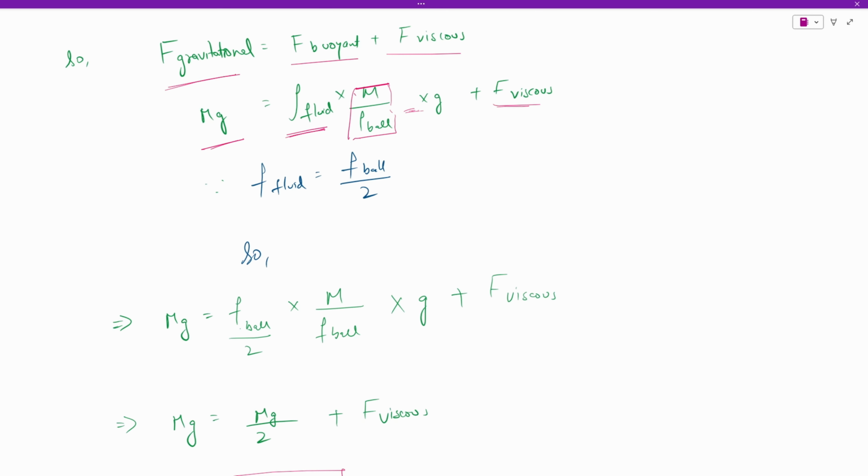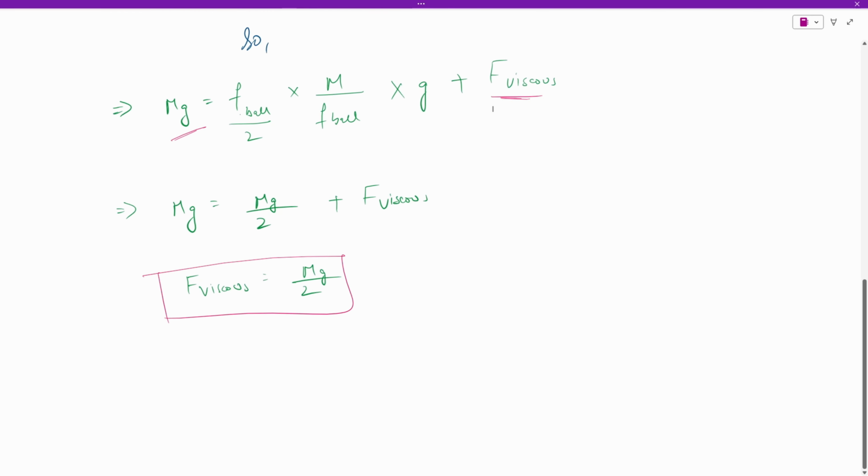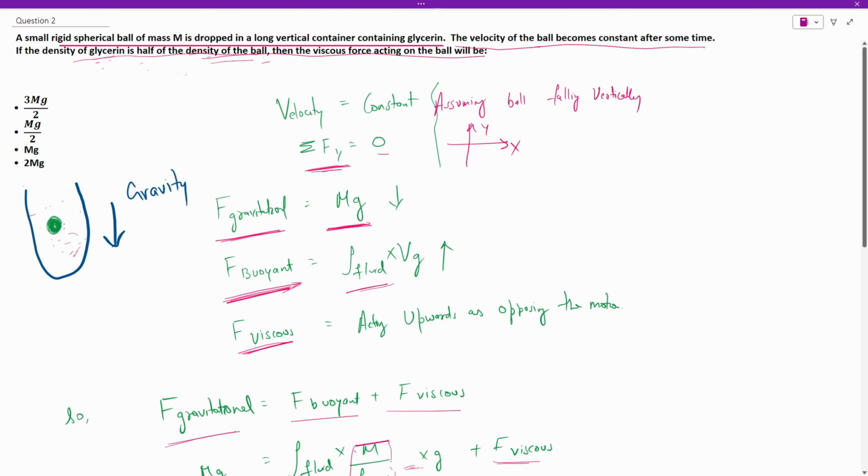Now we know the relation which is given in the question, that the density of fluid is equal to half of the density of the ball. So we can substitute this in the above expression. We will get mg equals rho of ball, that is the density of ball, divided by 2, multiplied by the mass of ball divided by density of ball, multiplied by g, plus the viscous force. Now here we get the viscous force is equal to mg by 2, that is half of the weight of the ball. So this option is going to be correct. Option B is going to be correct for this question.